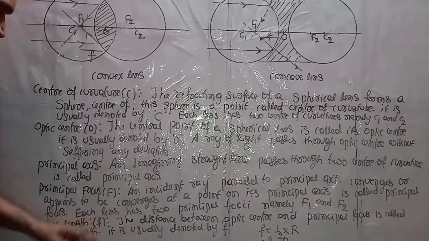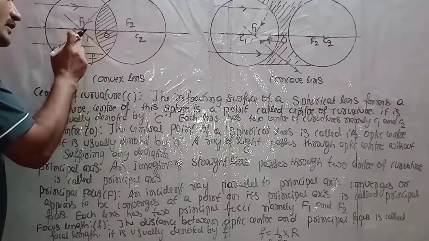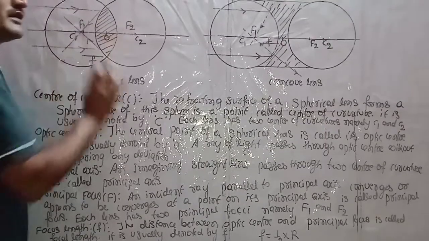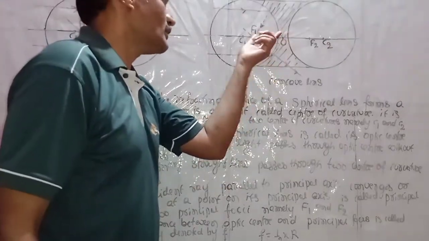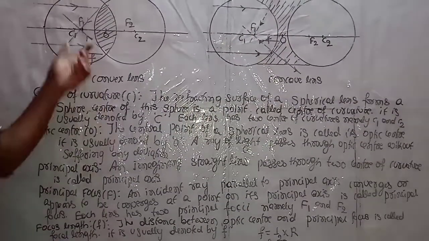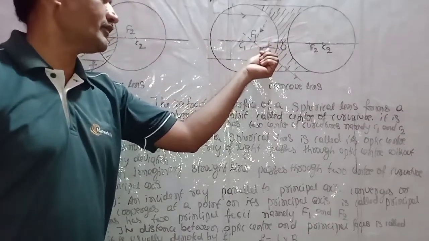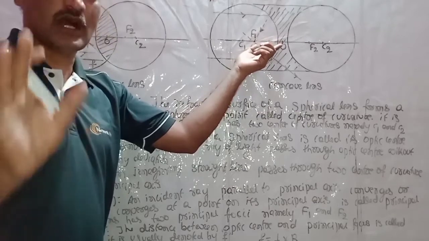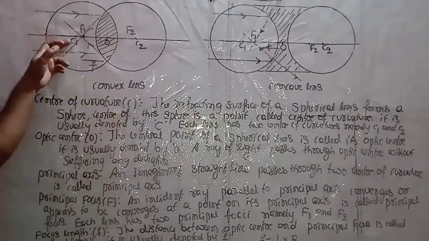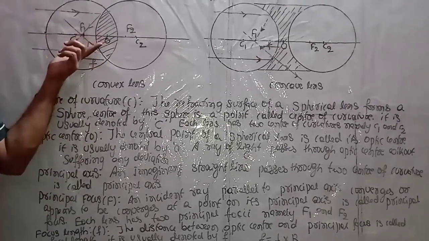Next, come to focal length. The distance between the optic center of a lens and the principal focus is called the focal length. It is usually denoted by the letter F. And the focal length is always half of the radius of curvature. Radius of curvature means the distance between the center of curvature and the optic center.